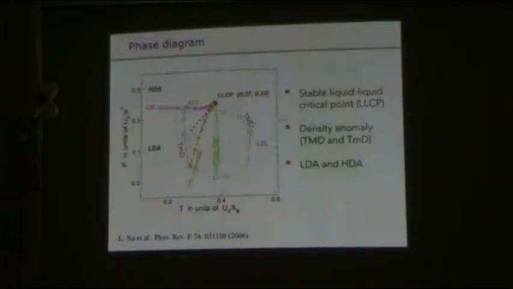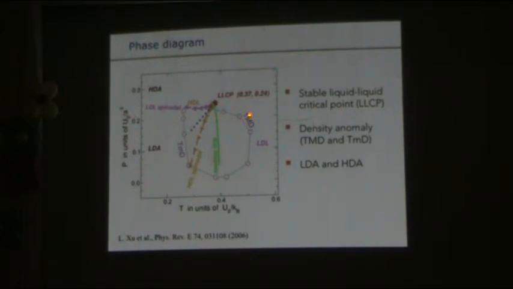So if I summarize, I didn't show all of them, but I try to convince you that this model is simple enough, but it definitely shows the key features that we are trying to look at. So first of all, remember that we want to get a model with a stable liquid-liquid critical point. So here it is. This is the stable liquid-liquid critical point, and it is just above the melting line. So that's why it's stable.